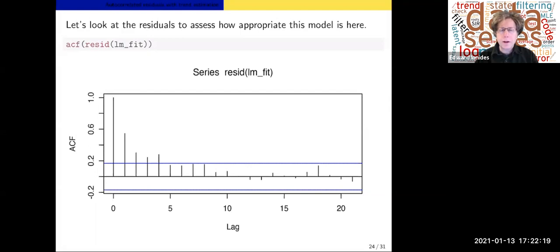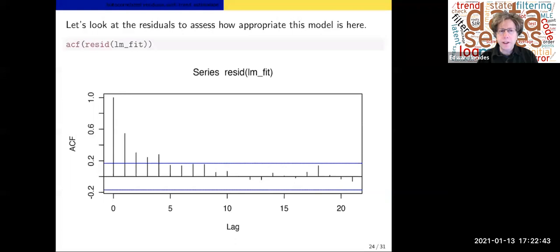This is part 3 of chapter 2, picking up from slide number 24. So in part 2, we fit a quadratic trend model using linear regression to the climate data. Now let's look at the residuals to assess how appropriate this model is in this context.